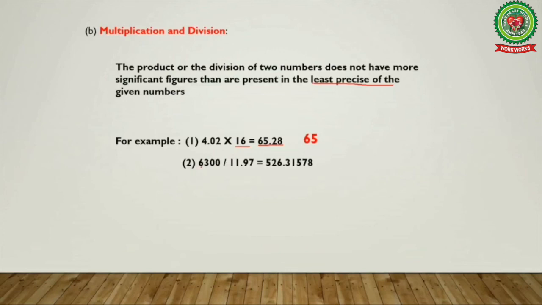Similarly, 6300 divided by 11.97 gives you the answer 526.31578. Now see, in 6300 the number of significant figures is equal to 2. In 11.97 the number of significant figures is 4, but the result contains 1, 2, 3, 4, 5, 6, 7, 8 significant figures, which is not according to the rules of significant figures. So we have to convert this answer into two significant figures. So the answer will be 530. It contains only two significant figures.